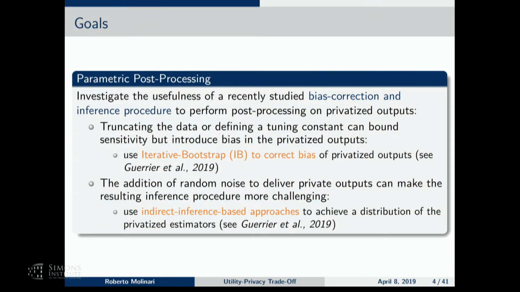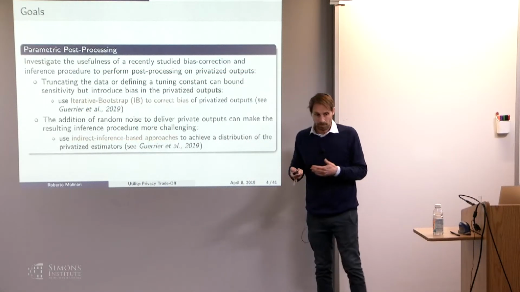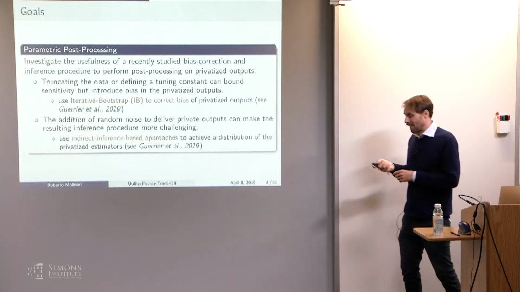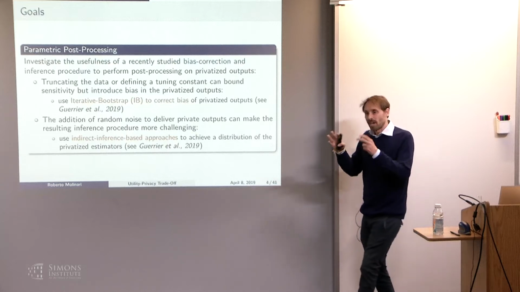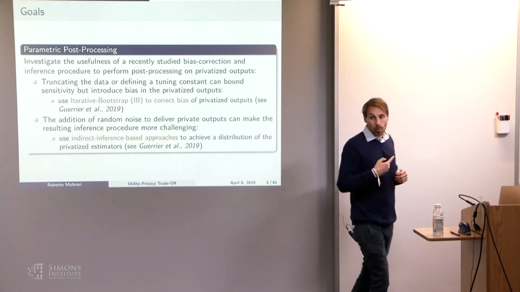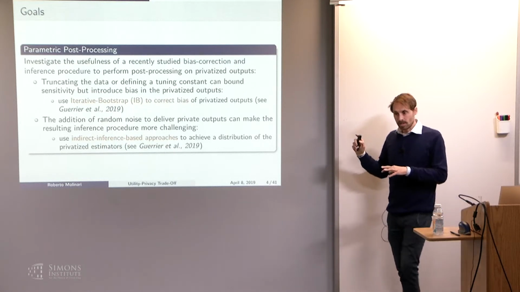A second idea that I wanted to test today was understanding how some recent ideas from statistics in terms of bias correction can help improve the statistical accuracy of differentially private outputs. The first is an idea that has been around since 1995, called iterative bootstrap, proposed by Cook. Recently, a paper has shown that this method can correct finite sample and asymptotic bias exactly in many cases under certain conditions. Therefore, this procedure can eventually be used to correct the bias of biased differentially private releases.